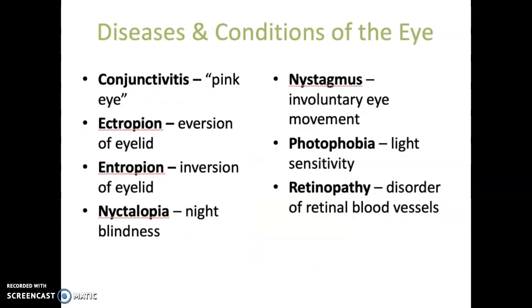Okay, and here we have just a few other diseases and conditions. Conjunctivitis, this is pretty common. It's known as pink eye. This is inflammation of the conjunctiva due to an infection. Ectropion is eversion of the lower eyelid, and entropion is inversion of the lower eyelid.